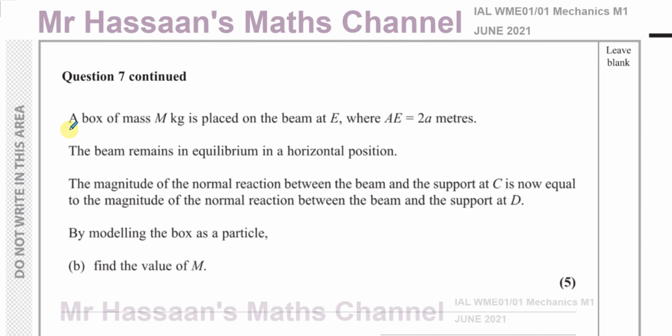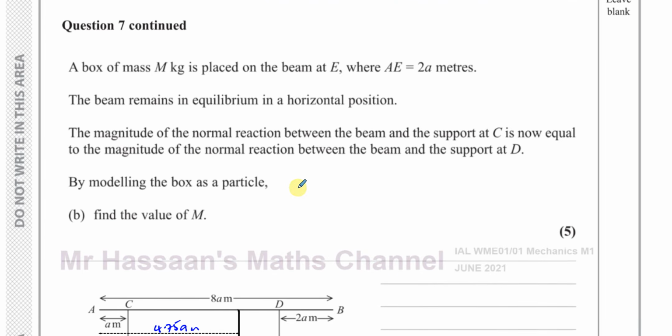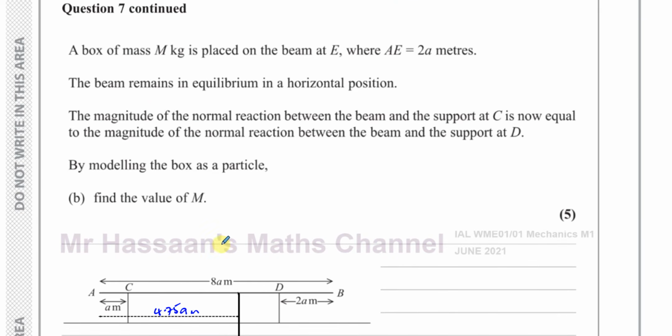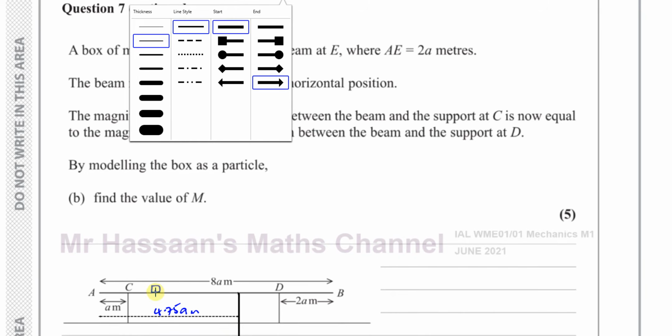Okay, now for part b, it says a box of mass m kilograms is placed on the beam at E, where AE equals 2a meters. So it's now placed at E, which is somewhere around here. So there's a box that's placed here. This is a box of mass m kilograms, so you're going to have its weight acting down here.